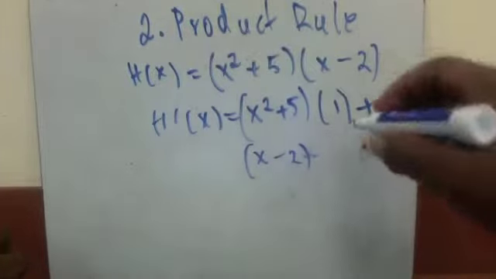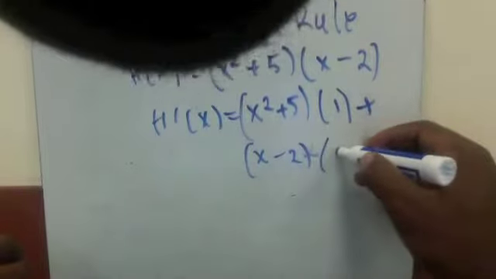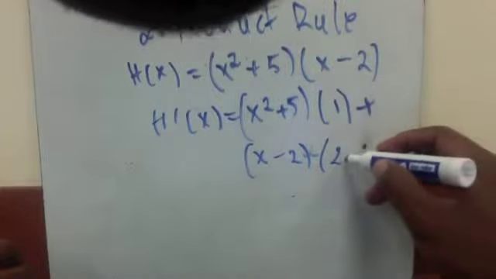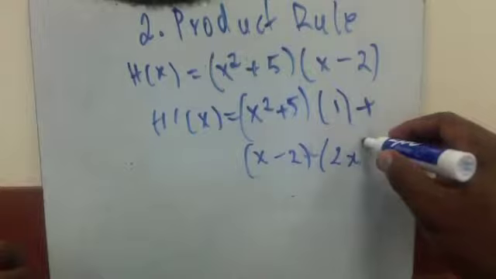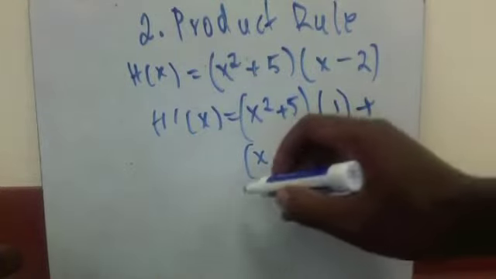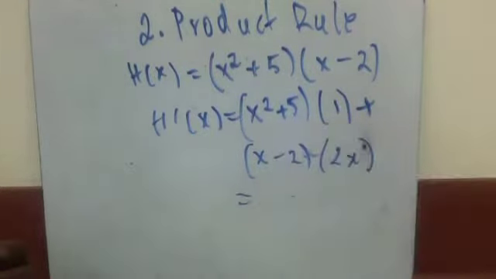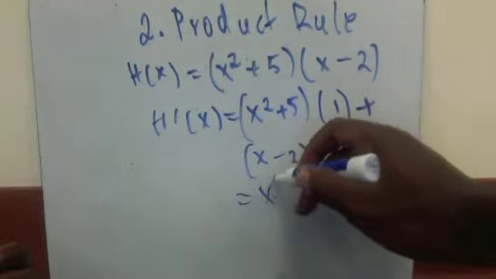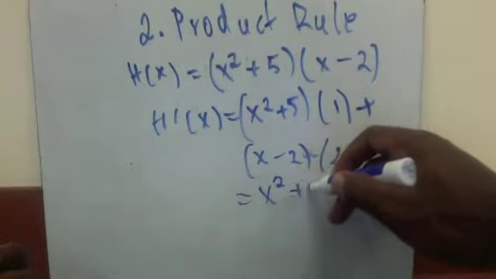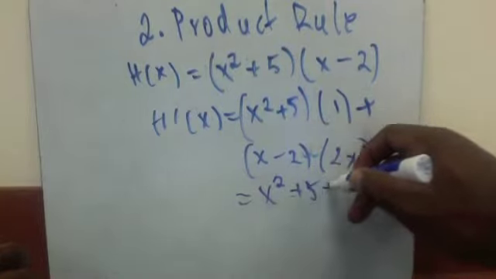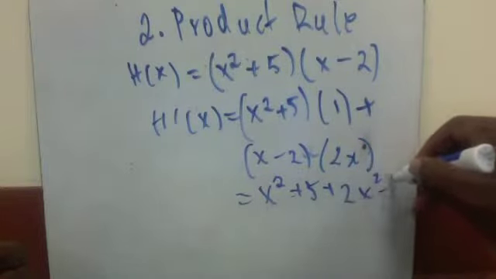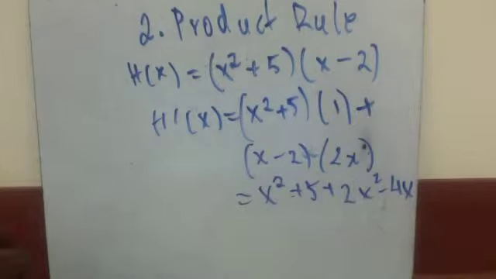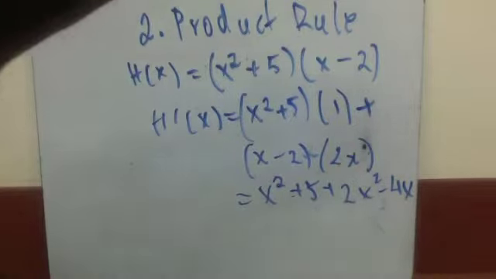You bring down the 2 in the exponent, so you have 2x, and subtract the 1 from the exponent, and then the 5 goes away. So h prime of x is basically equal to x squared plus 5 plus 2x squared minus 4x, and that's h prime of x.